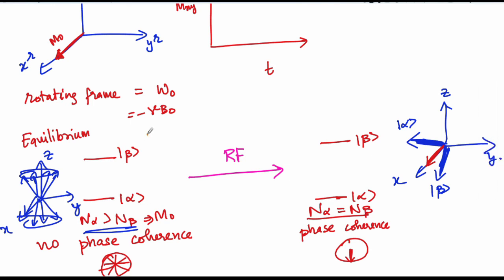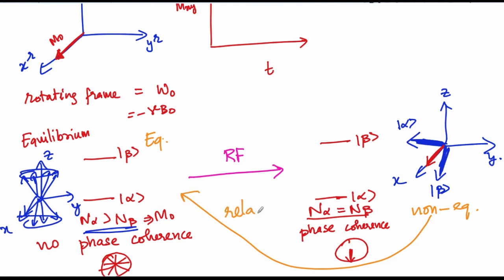I hope you are able to appreciate the fact that you were at equilibrium and now you are in a non-equilibrium condition. Whenever you are in a non-equilibrium condition, you would like to relax back to where you were. The populations slowly revert back to N alpha being greater than N beta, and the phase starts to decohere, meaning that they start dephasing from each other to go to a random phase that existed in equilibrium.